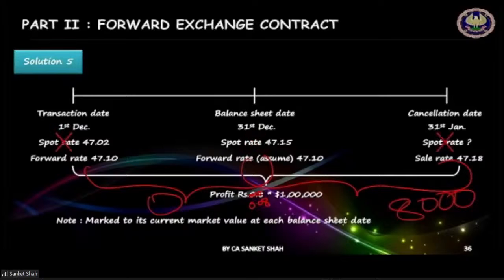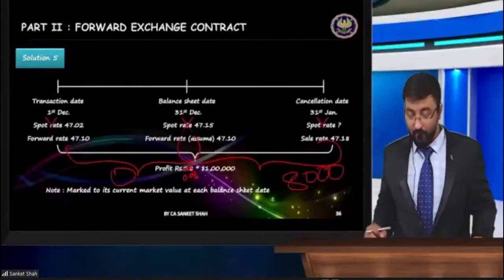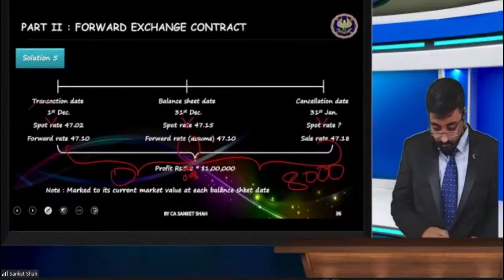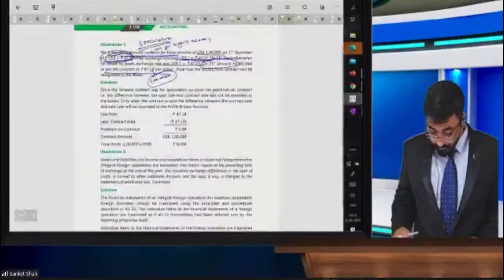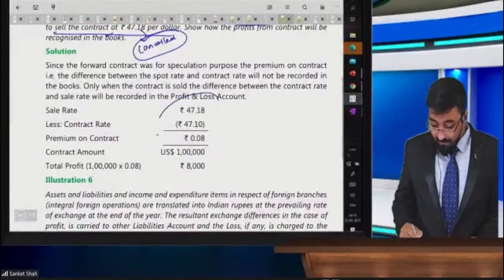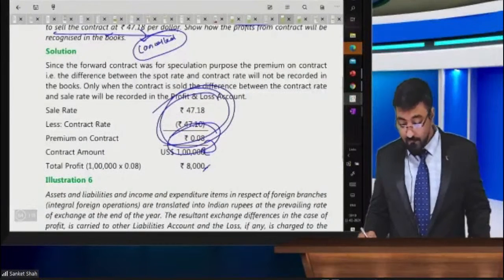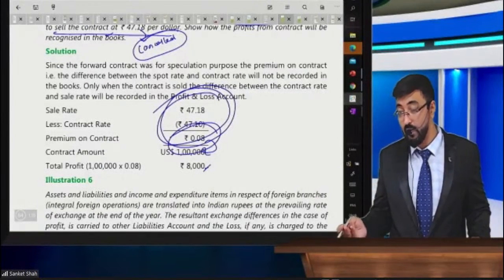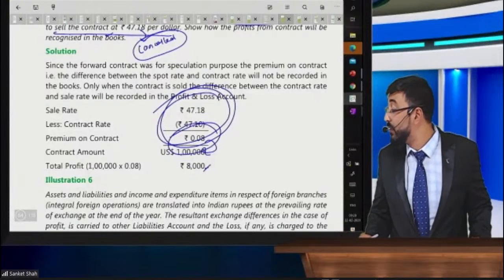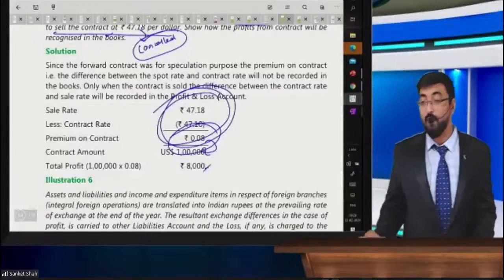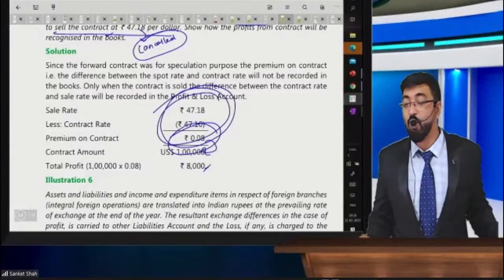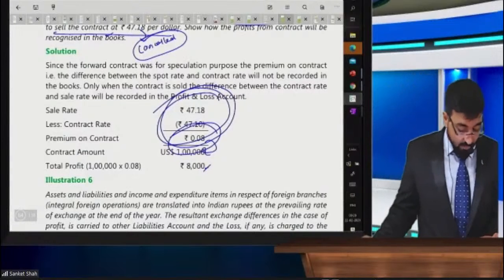How to present the answer is given in the ICAI study material. I know this concept is not given very clearly in the ICAI study material. So you can see ICAI has directly given premium 0.08 into 1,08,000. But this 8,000 will be recorded in the next year. And we will assume the forward rate on 31st of December is similar to 1st of December. Yes, that we have to assume only. So this is not given very clearly in ICAI material. I know that.